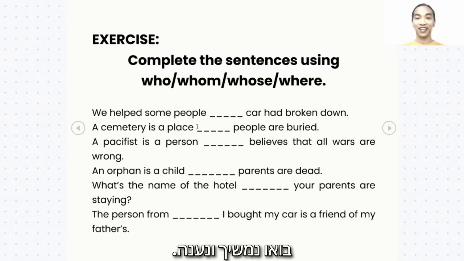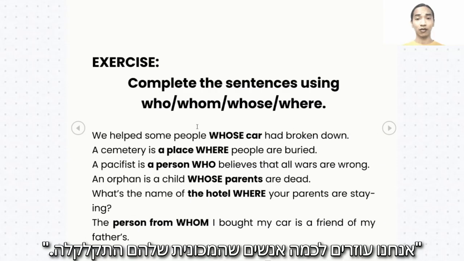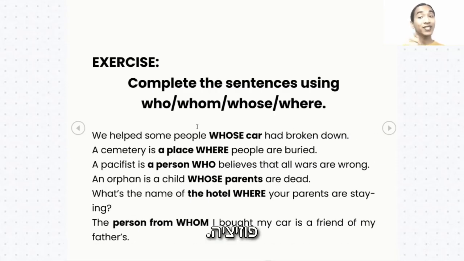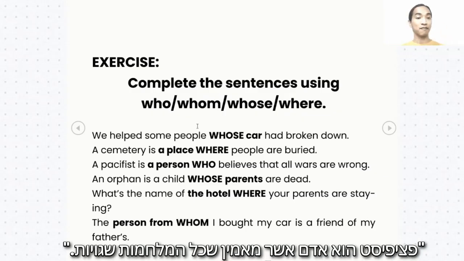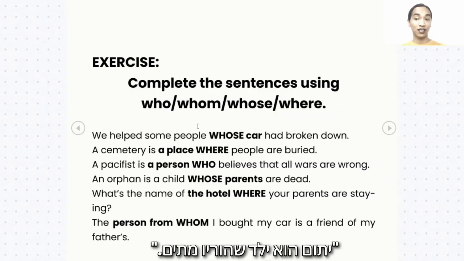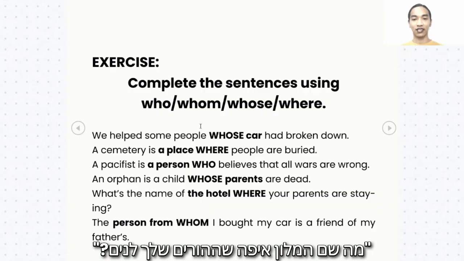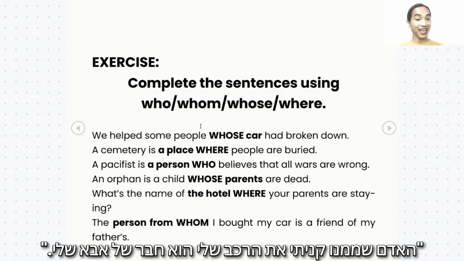Okay, let's go ahead and answer. We helped some people whose car had broken down. Possession. A cemetery is a place where people are buried. A pacifist is a person who believes that all wars are wrong. An orphan is a child whose parents are dead. What's the name of the hotel where your parents are staying? And the last one, the person from whom I bought my car is a friend of my father's.